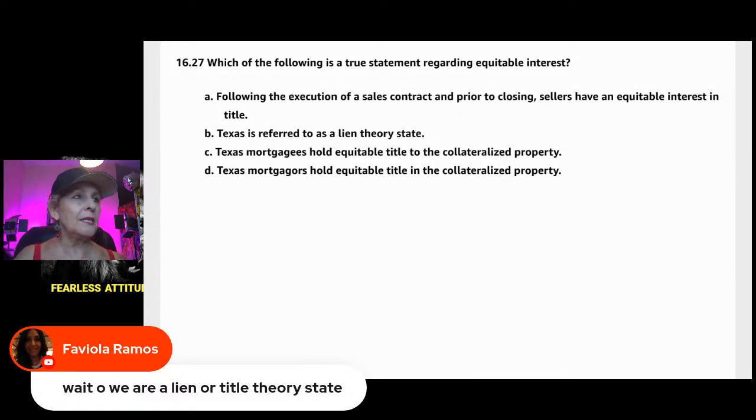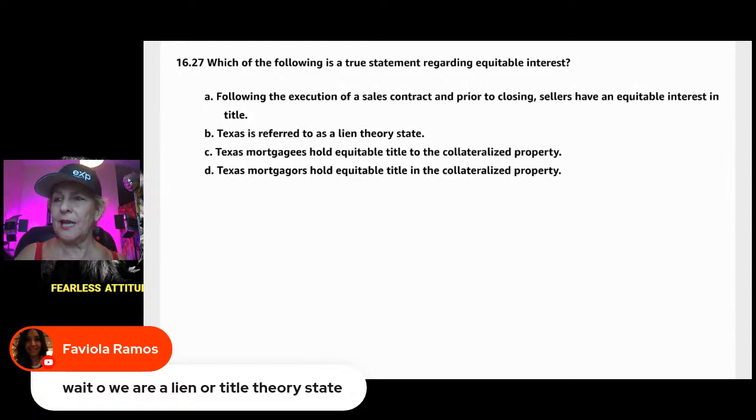So Texas is a title theory state. This means that the title for the property stays in trust pending the complete payment of the deed. So we have a deed of trust and the trustee holds on to the title and follows the instructions of the deed of trust should that borrower default. So we're a title theory state.